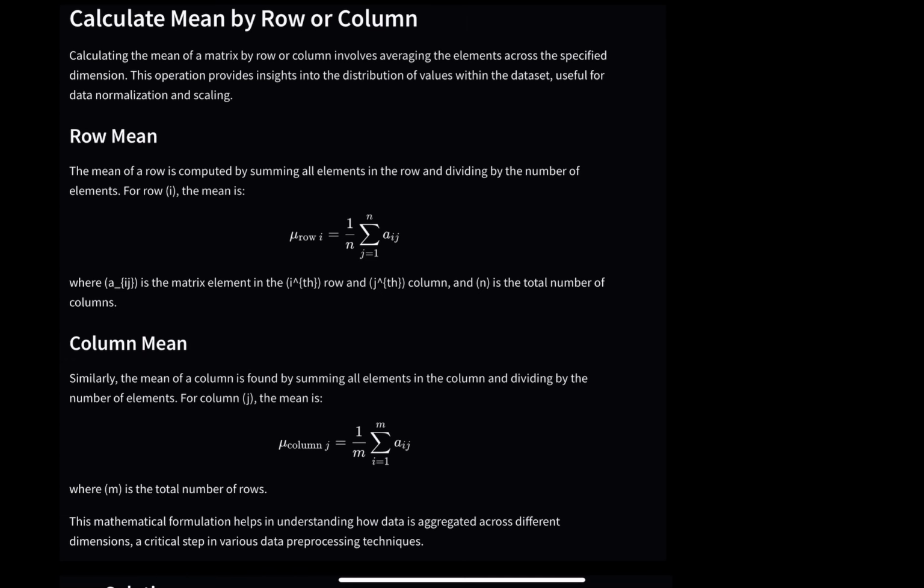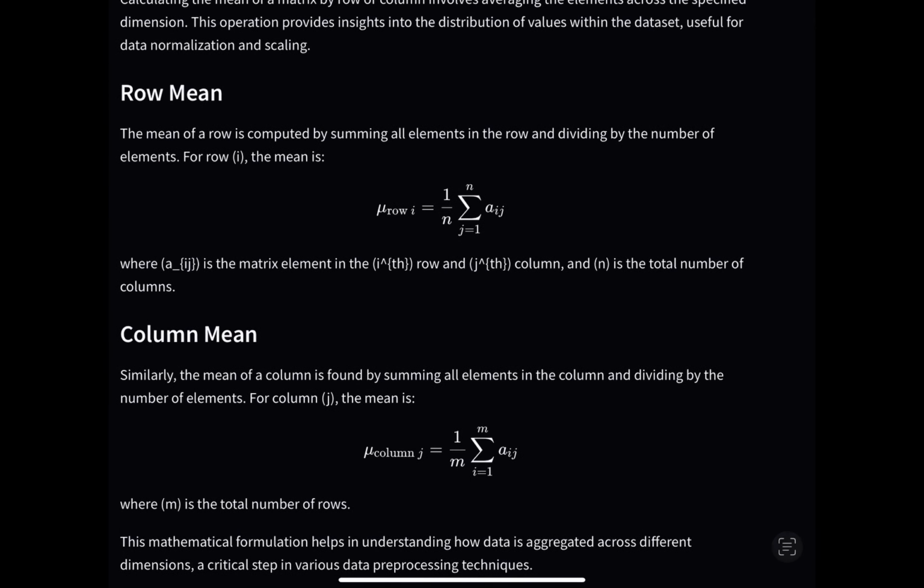So first off, how do we take the mean? For a row, we basically take all the values within the row, and we add those up, and then we divide it by how many values were in the row. A very similar thing for the column. We take all the values within the column, we add it up, and then we divide it by how many values were in said column.